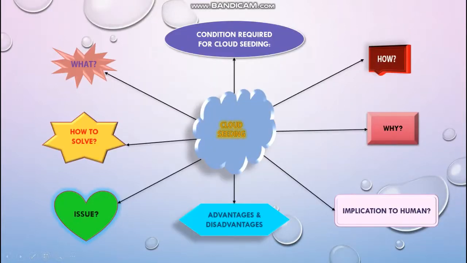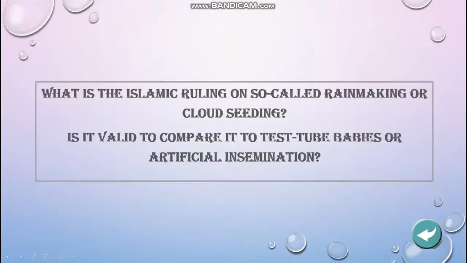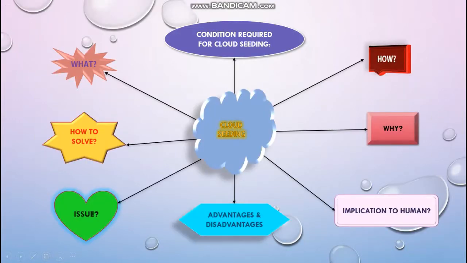Next is the issue of cloud seeding. In Malaysia, what is the usual issue people talk about? It is: what is the Islamic ruling on so-called rainmaking or cloud seeding? Is it valid to compare it to test tube babies or artificial insemination? Okay, to solve this problem, we will see how to resolve it.